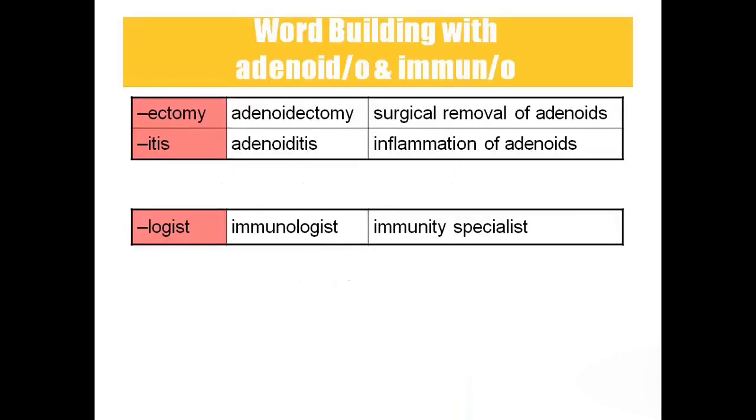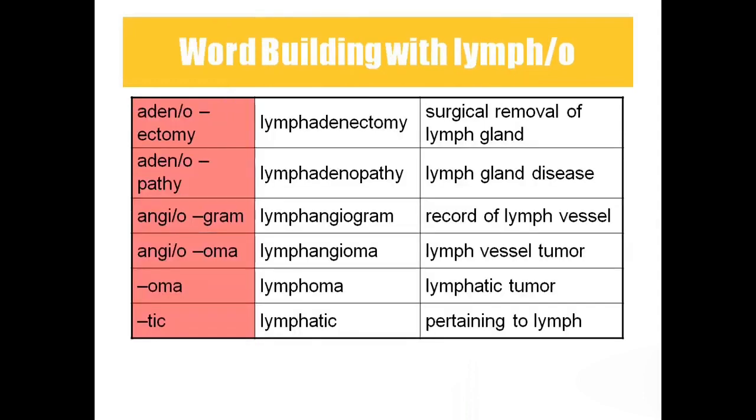Okay, let's see the word building part. Adenoidectomy, surgical removal of adenoids. Adenoiditis, itis means inflammation, so inflammation of the adenoids. Immunologist, the immunity specialist. Lymphadenectomy, surgical removal of lymph gland. Lymphadenopathy, lymph gland disease.